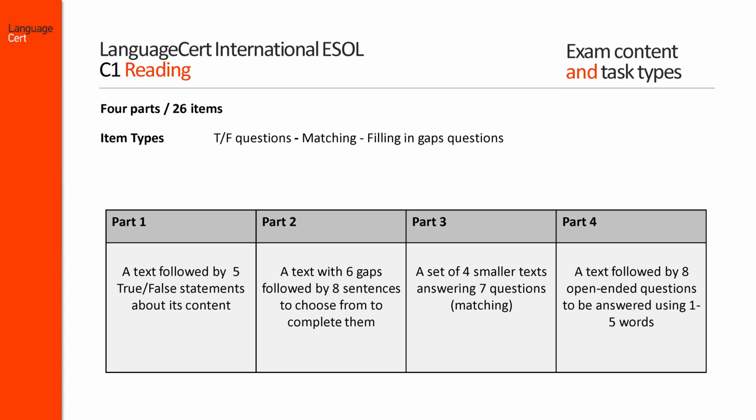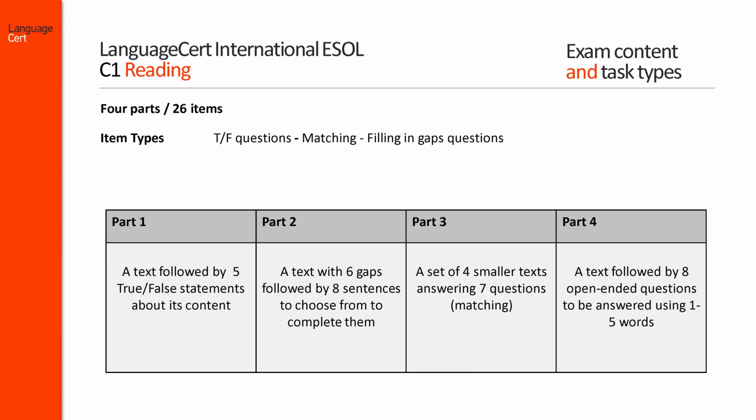Part 2 presents the candidates with a text with 6 sentences removed and aims to assess their ability to understand how meaning is built up in discourse. A choice of 8 sentences to choose from to complete the 6 gaps has been provided. 2 sentences are distractors and won't be used.